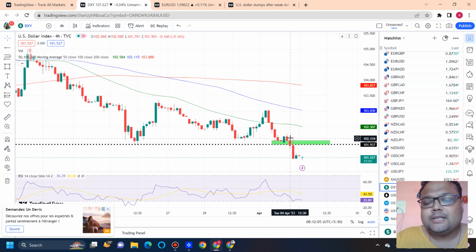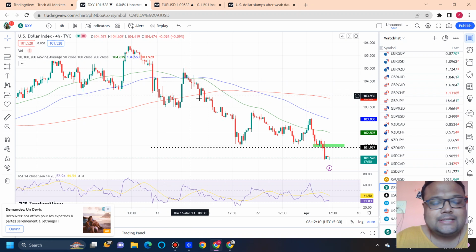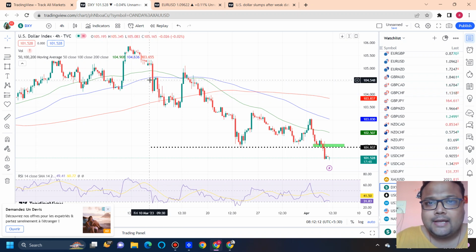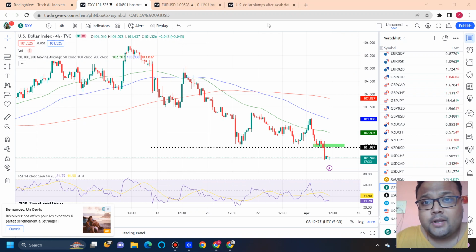Right now we can see that DXY is standing at 101.52. So clearly we can see that both fundamentally and technically DXY is under pressure right now. And most importantly, NFP is around the corner, just after 2 days. So NFP will also bring some crazy volatility to the market.